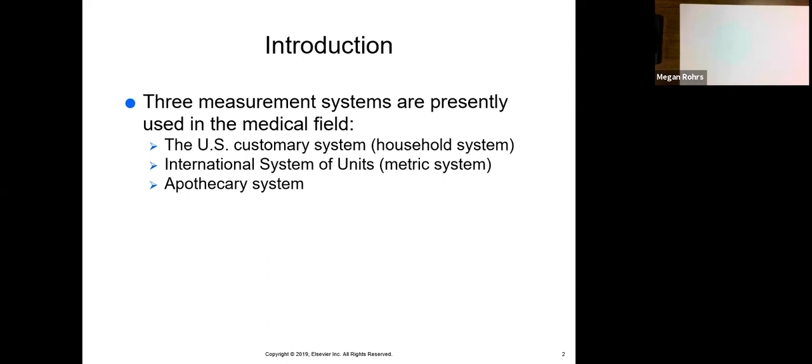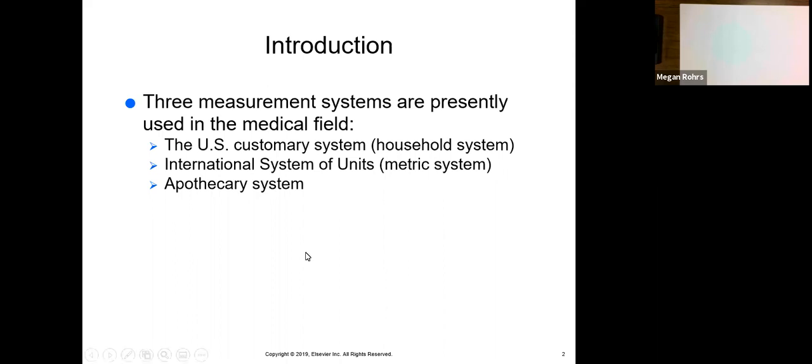The international system, most of us know this as the metric system. This is going to be the most commonly used system in the pharmacy. That's because it's the most accurate system and it is used worldwide.